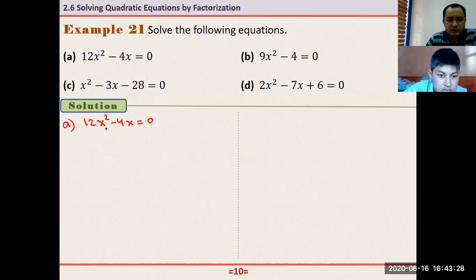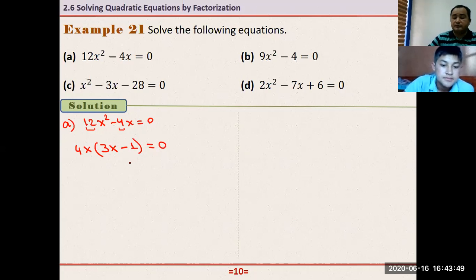So what is a common factor here? Here we have 12 and 4. The highest common factor of these two numbers is 4. Then x squared and x, so x. 4x is a common factor. If I take 4x from 12x squared, what is left here? 3x. And minus 1. Only 1. Equals 0. So we have factorized this.